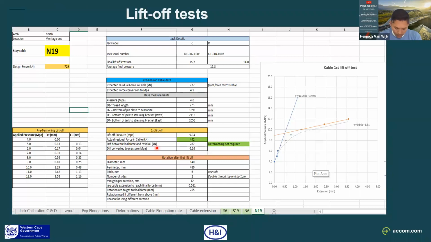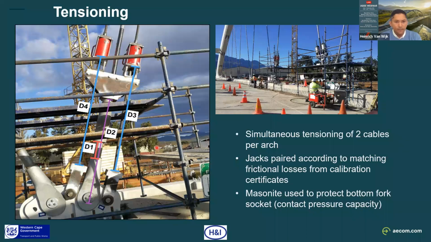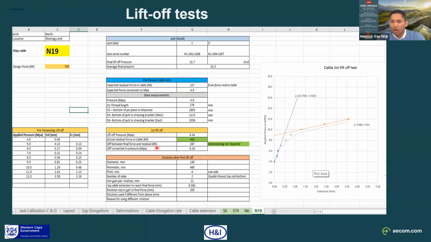As I mentioned, you would jack with those jacks. You would jack to the design force, and then you would turn the buckle and lock in the cable. But when you lock in the cable, as in the previous scheme picture, the system has to seat, and when the system seats itself, there is some movement that happens in that area, and that could cause a loss in cable force. What our team did on site was that after tensioning, they would do another lift-off test to see how many kilonewtons we lost due to the seating, and they would make adjustments on site to rotate the turnbuckle to account for those seating losses.